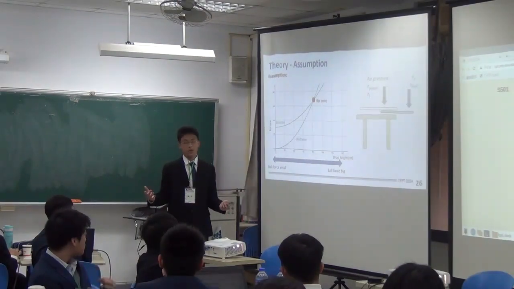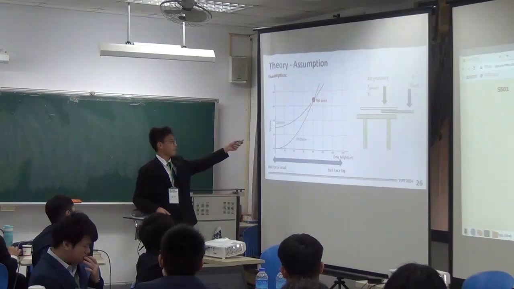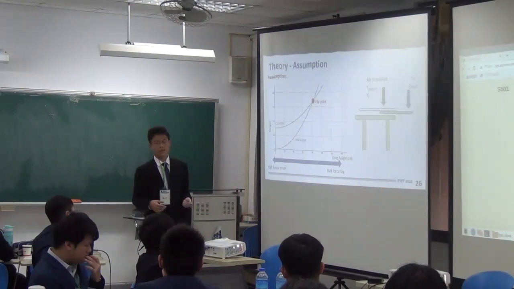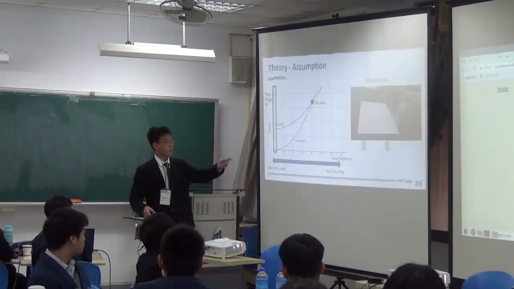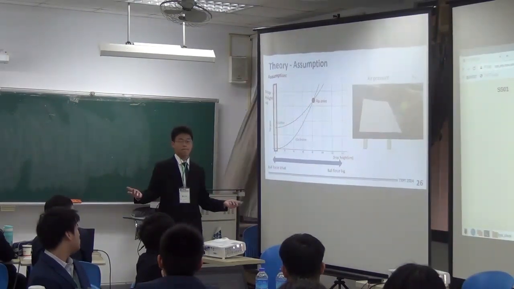So here's my assumption, my theory. The blue one is the clockwise torque, and the green is the counterclockwise torque. If the drop height equals 0 and I put it there, it will fall. The reason for that is the ball is heavier than the paper.